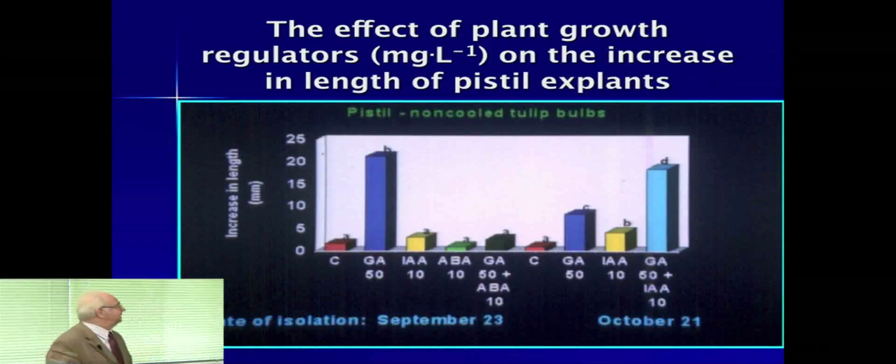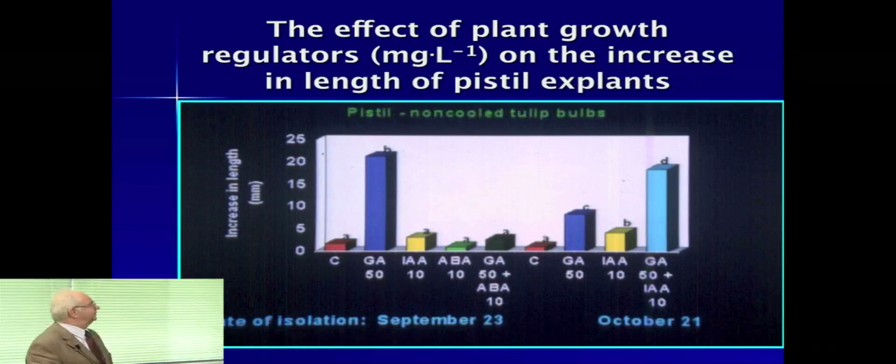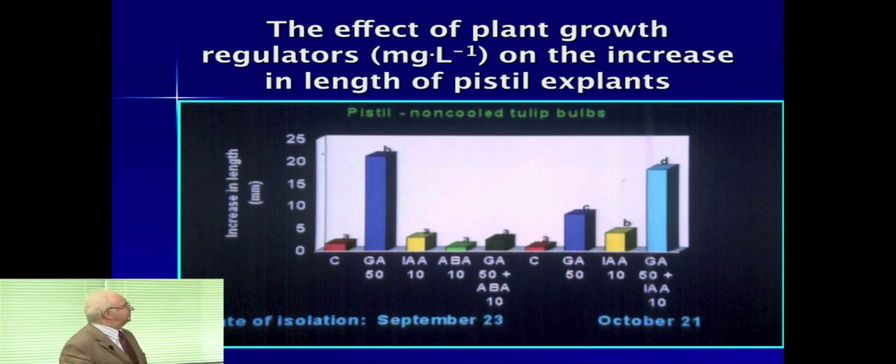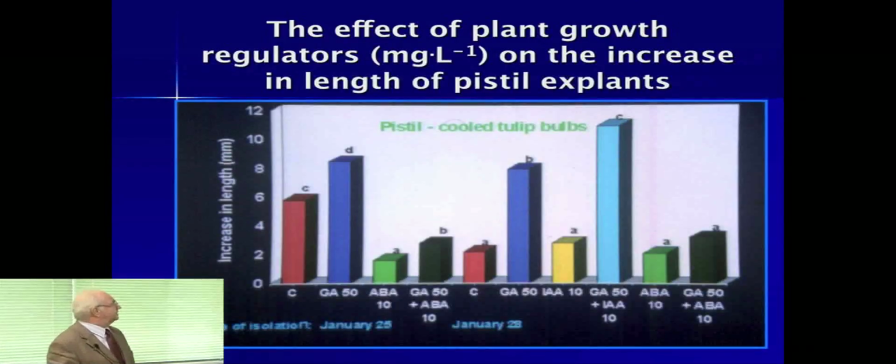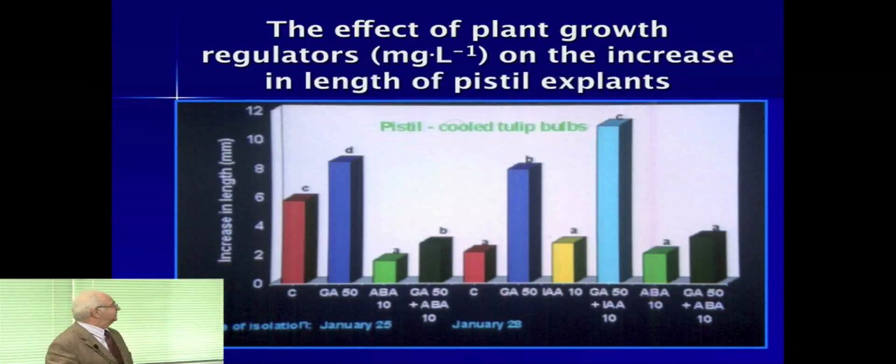We found that when pistils isolated from uncooled tulip bulbs were applied to a medium containing gibberellin, we observed a strong stimulatory effect, even on September 23 or October 21. This means gibberellin has an important role in the growth of the pistils, which are later a source of auxin. Here are pistils from cooled tulip bulbs. In this case, gibberellin stimulated the growth of the pistils to a much smaller degree, because during cooling, naturally, gibberellin is increased in the pistils.